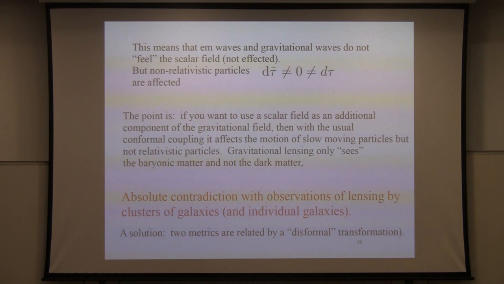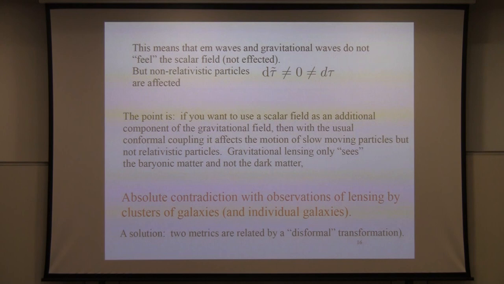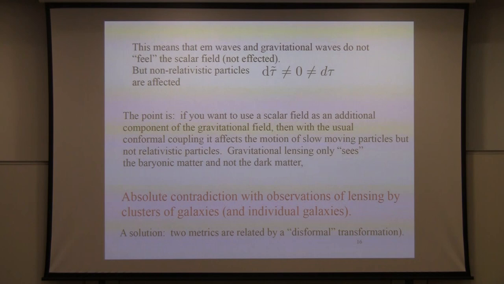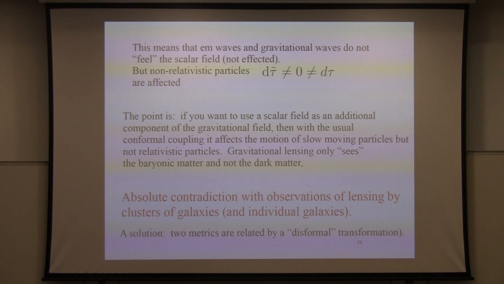But it also means that electromagnetic waves and gravitational waves do not feel the scalar field, they're not affected. Non-relativistic particles are affected by the field. So this new field acts on slow-moving particles. It doesn't act on relativistic particles because of the coincidence of the null geodesics. The point is that if you want a scalar field as an additional component of the gravitational field, then with the usual conformal coupling, it affects the motion of slow-moving particles, but not relativistic particles. Gravitational lensing only sees the baryonic matter, putting it this way, in the old-fashioned way. It doesn't see the dark matter.